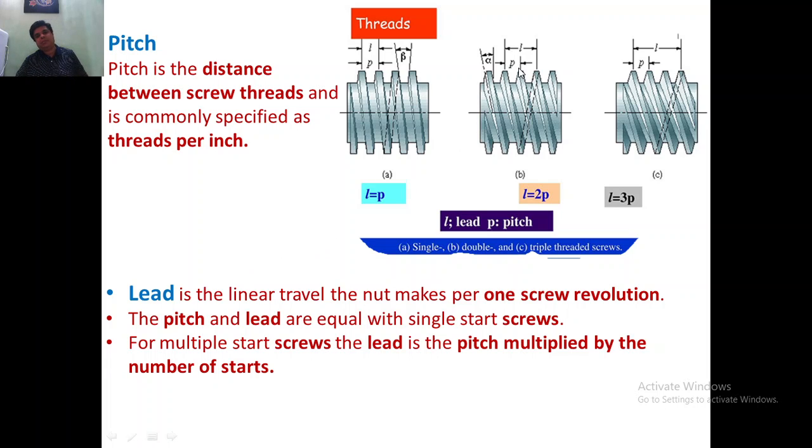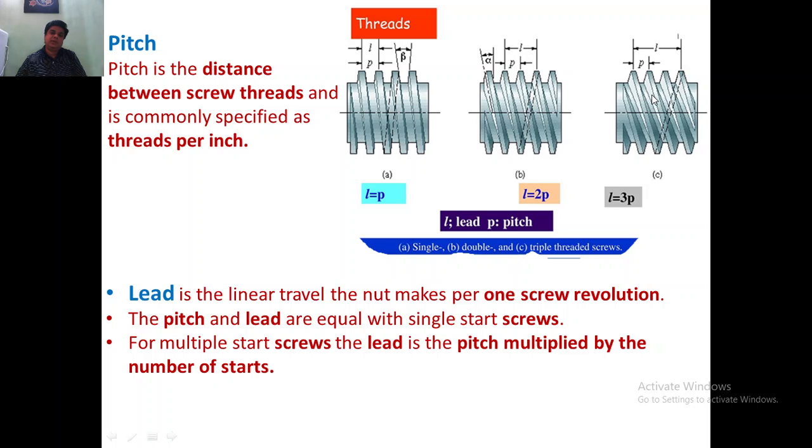In some applications, we make the lead 2 times the pitch. So this is the pitch here. In one rotation, the nut moves from here to here, that is L. This L will be equal to 2 times the pitch. So in one rotation of the nut, the linear movement of the nut is 2 times the pitch of the particular thread. Therefore, lead is equal to 2p here.